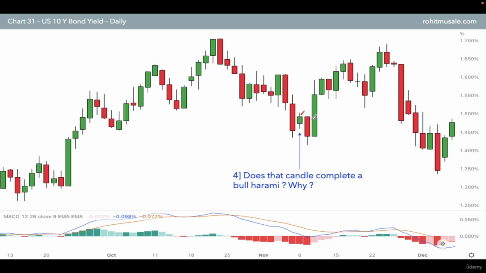So this green candle. Number 5, why is this candle very bullish in the context of this chart? So this green candle. Number 6, why is the high of this candle important? So this one. Number 7, why would you not be surprised with the price turning up from here? So from this area.